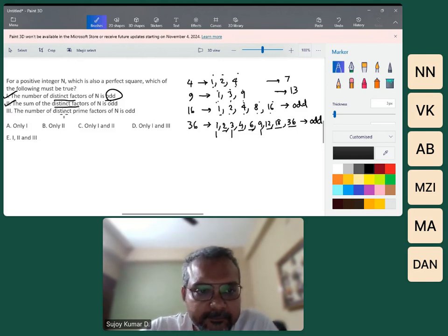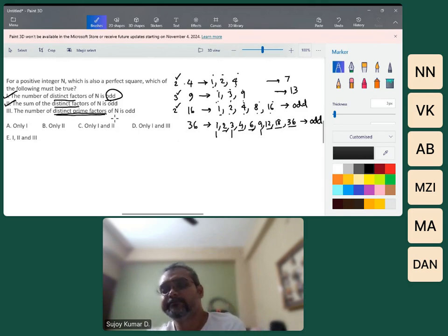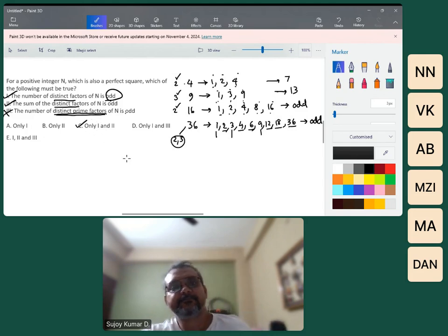Number 3, the number of distinct prime factors. Now this time it is talking about prime factors of n. Here there is only one prime factor, which is 2. It's odd. Okay. Here also odd. That's okay. Here 16, the prime factor is only 2. Okay. Prime factor means a factor that is a prime number. But 36 is 2 and 3. Even. Does not hold. 3 is out. So 1 and 2. You are done.